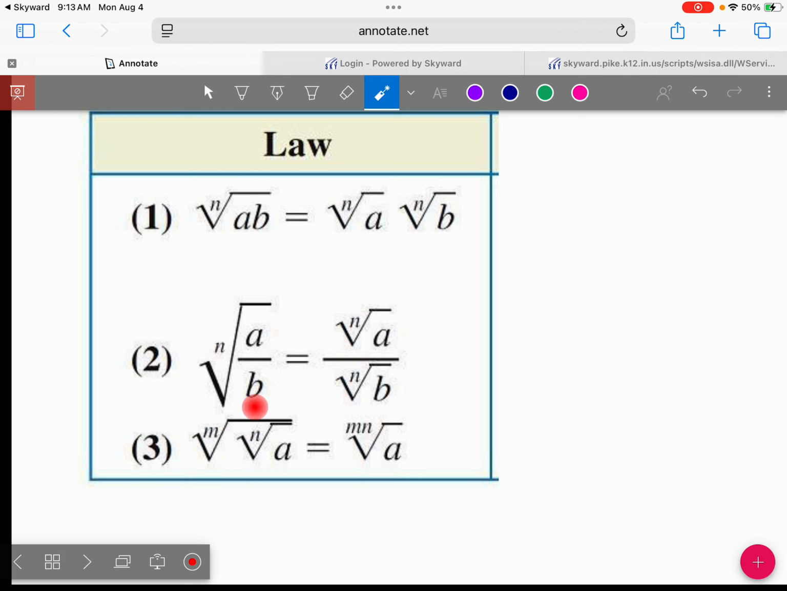If we have a quotient, we can break them up. So if I have the square root of a fraction, I can make it be the root of the numerator and the root of the denominator.